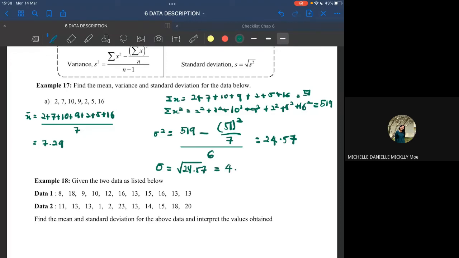4.96. Okay, so as easy as that. Basically just guna formula sahaja.